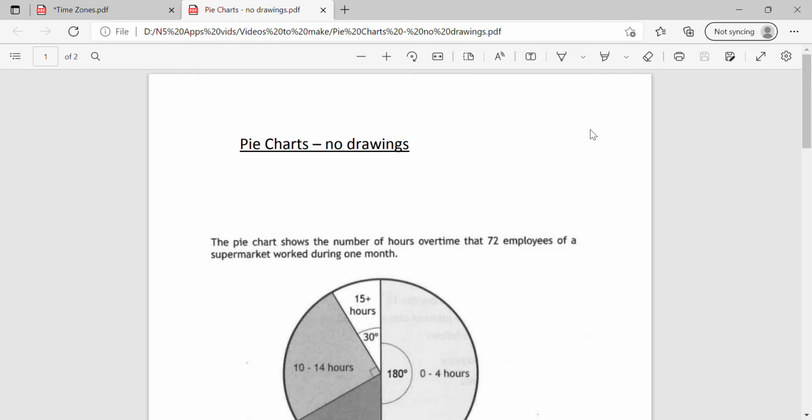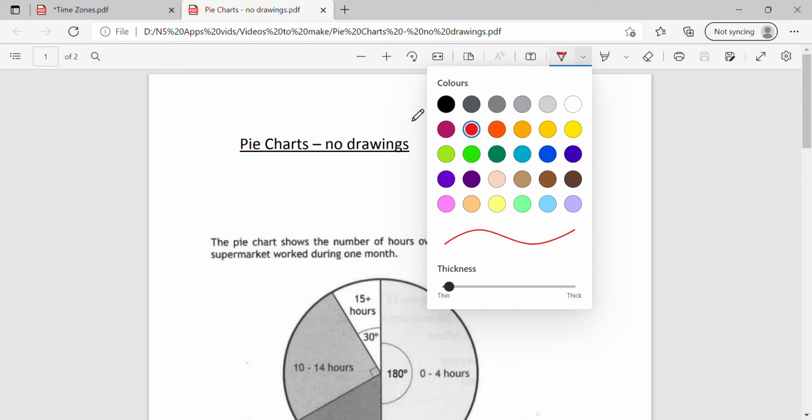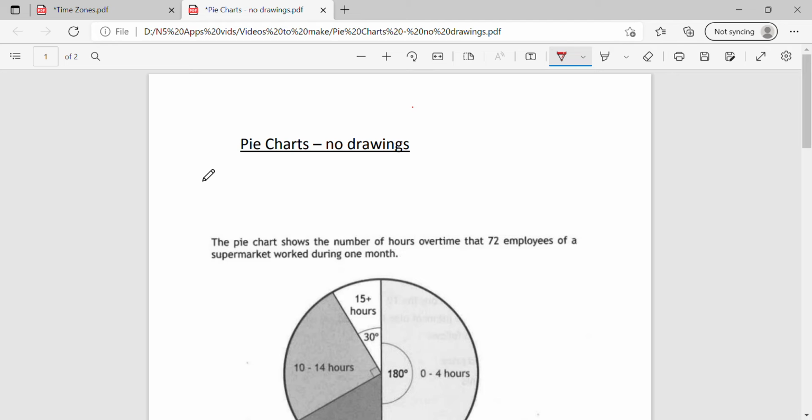A couple of interesting things that we need to make sure we remember about pie charts and for pie chart calculations. Obviously, for a pie chart, all of the angles are going to need to add up to 360 degrees because it's based on a circle. So all angles add to 360 degrees.